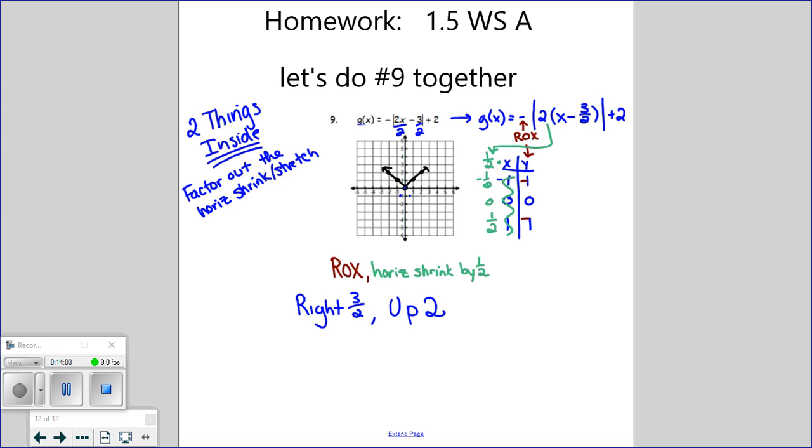So I'm going to start with this point right here. I'm going to move it to the right 1 1/2 and up 2. Take the one at 0, 0 to the right 1 1/2, up 2. And take the one at 1/2, -1, move it to the right 1 1/2, up 2. And those final dots right there would be our graph.